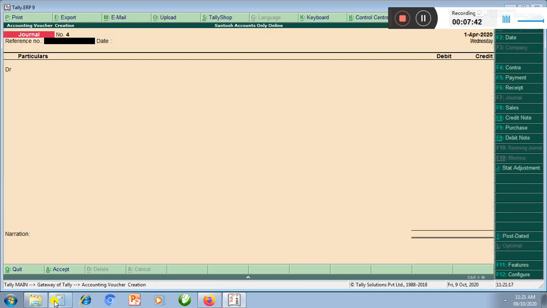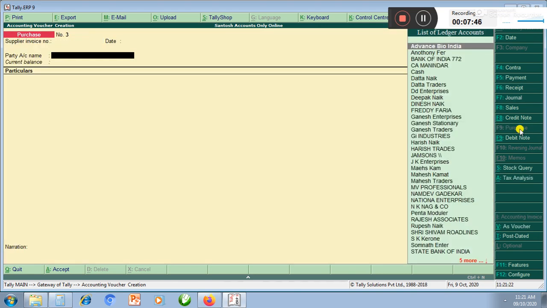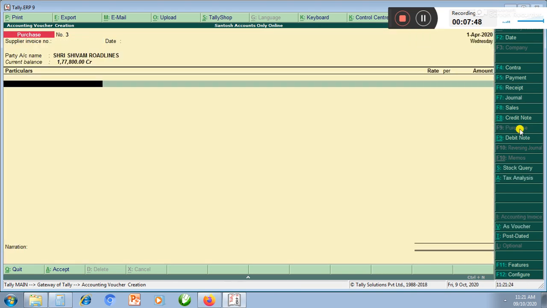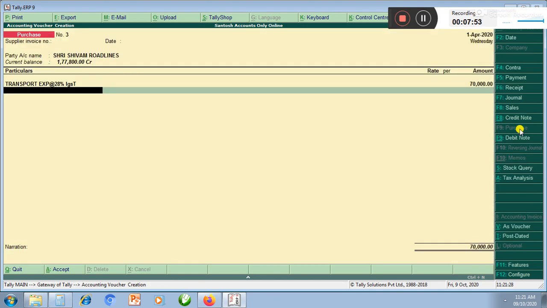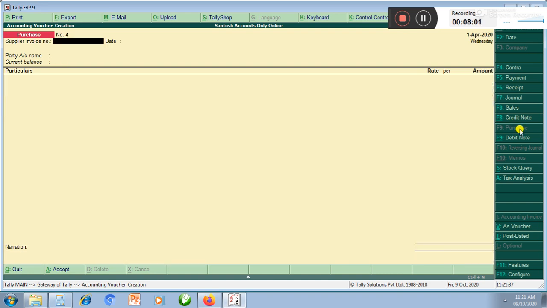Okay. Same thing if you want to pass in purchase, don't pass both the ways. Remember, I'm just explaining to you. Shivram will come here. Then what? Transport expenses IGST 70,000 will come here. Then input IGST will be here. And then TDS deducted 2% will be minus 1,400. Okay. Next bill, let us go for next bill now.